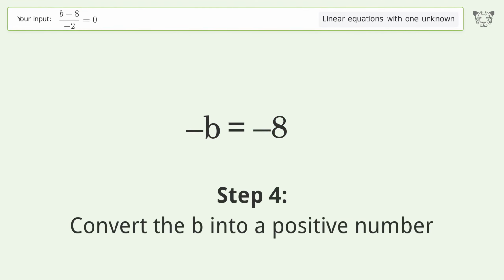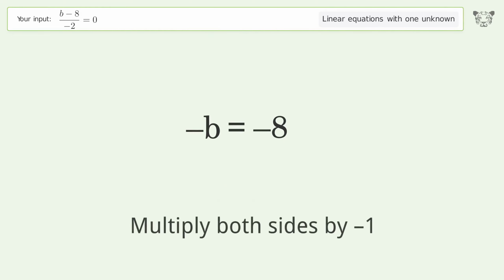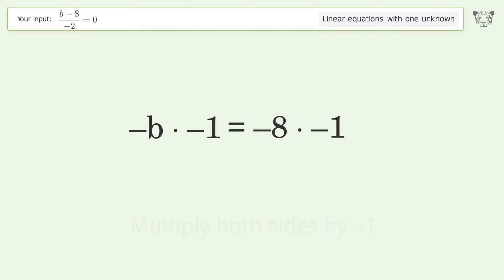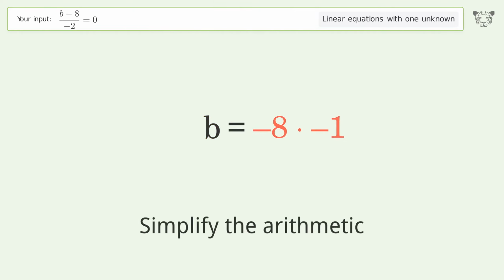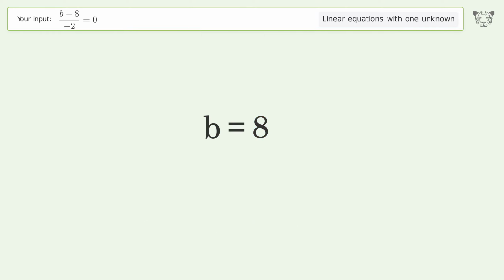Convert the b into a positive number. Multiply both sides by -1. Remove the ones. Simplify the arithmetic. And so the final result is b=8.